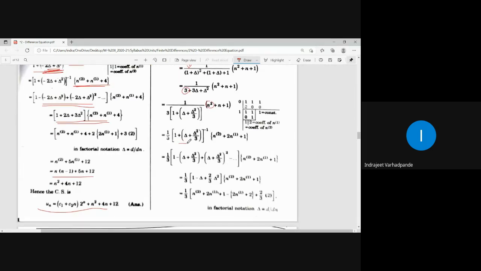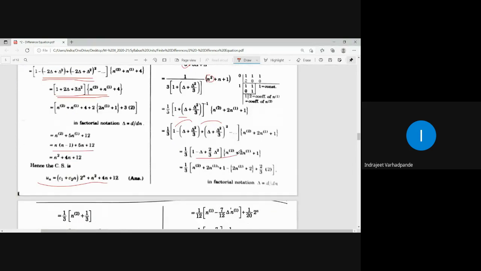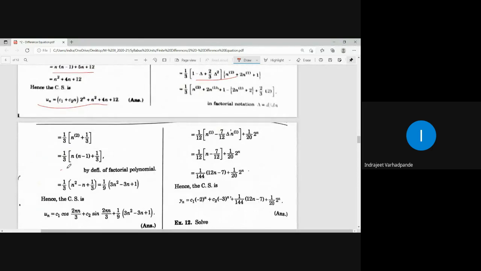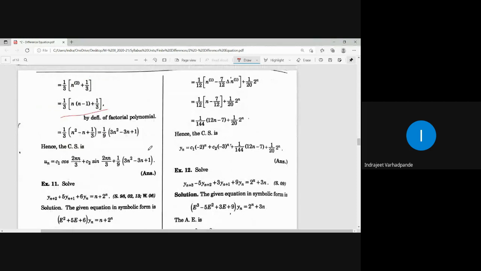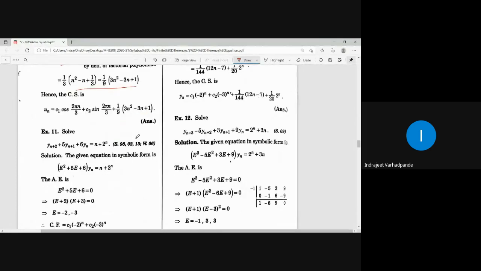Expansion of this will be written only up to the power 2. 1 plus x to the power minus 1 is 1 minus x plus x square and so on. Operate term by term, simplify, you get the answer as 1 by 3 into n minus 1 plus 1 by 3. So that is how we try to simplify and get the answer. So this is how case number 3 can be easily simplified.